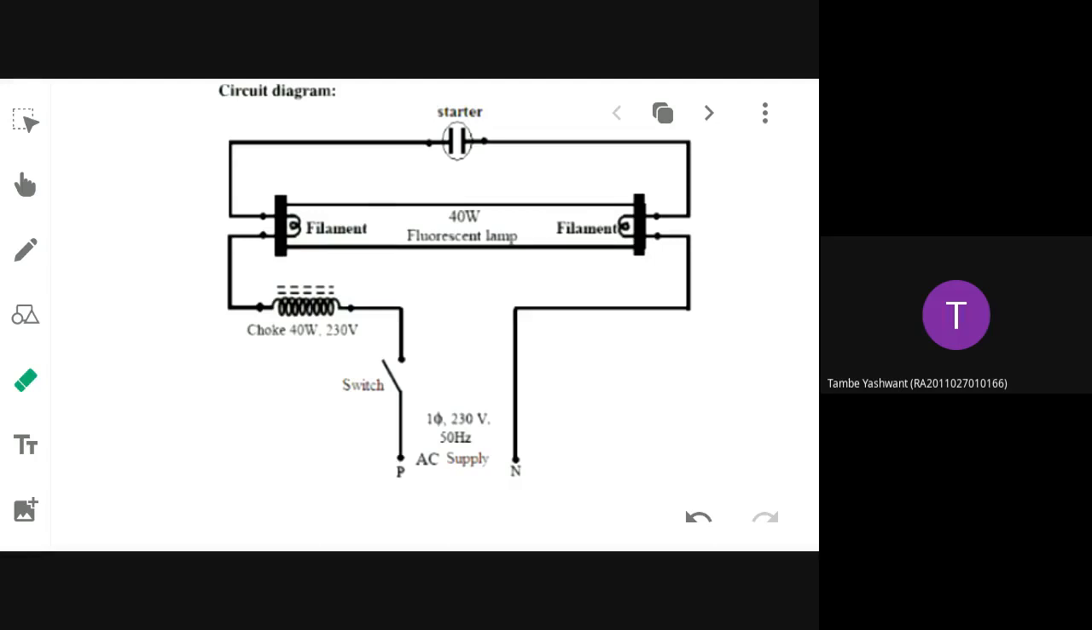It's a simple experiment only. You can try, but you have to be careful on some terms. You should not touch bare copper always with your hand. That is why they give insulating material.